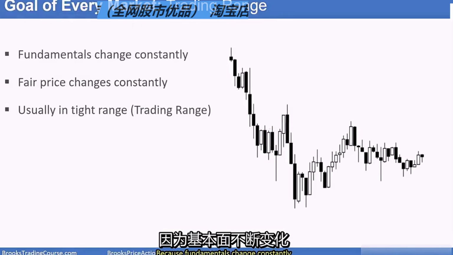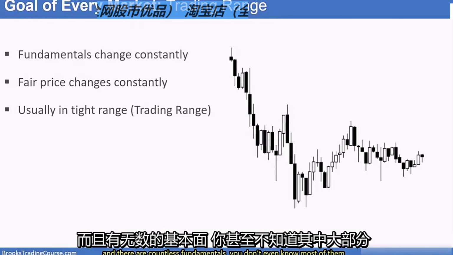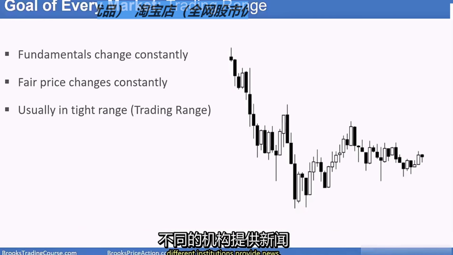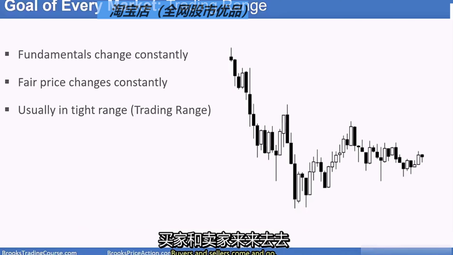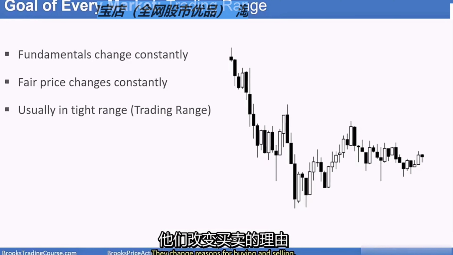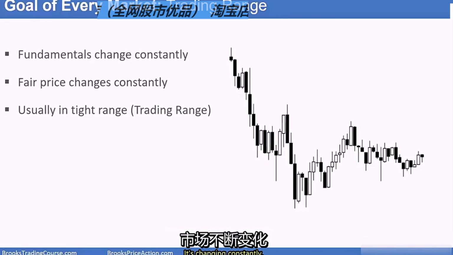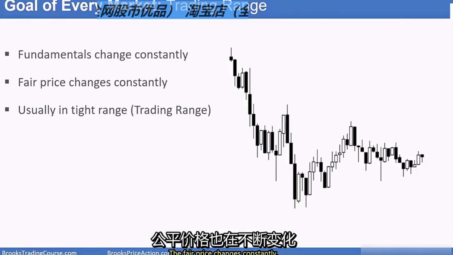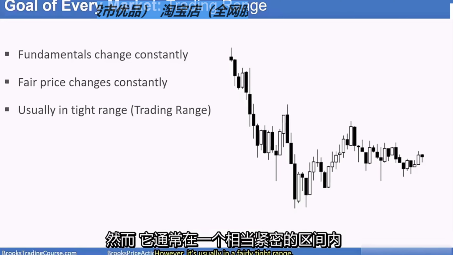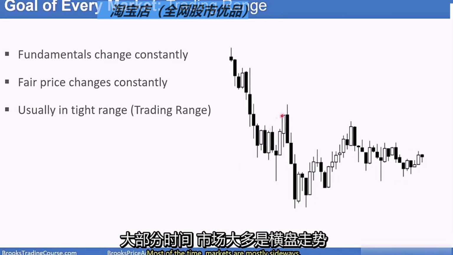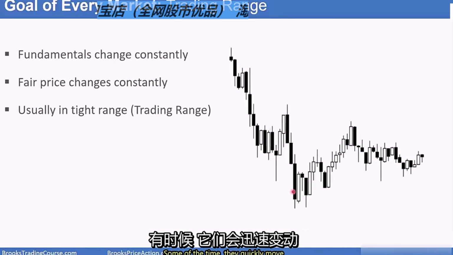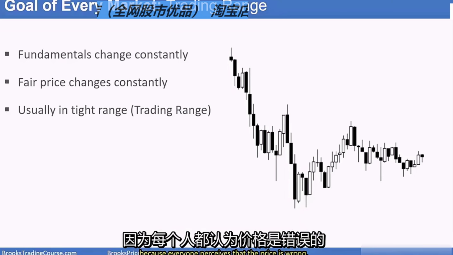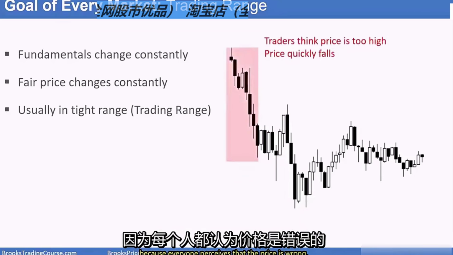Because fundamentals change constantly, and there are countless fundamentals, you don't even know most of them. Different institutions provide news. Buyers and sellers come and go. They change reasons for buying and selling. It's changing constantly. The fair price changes constantly. However, it's usually in a fairly tight range. Most of the time, markets are mostly sideways. Some of the time, they quickly move because everyone perceives that the price is wrong.